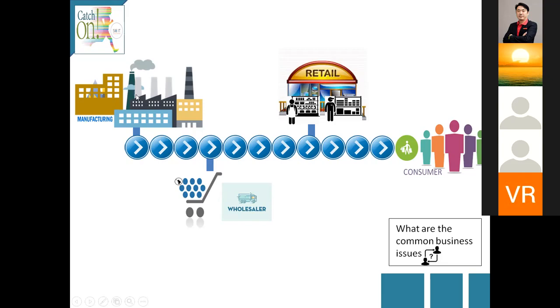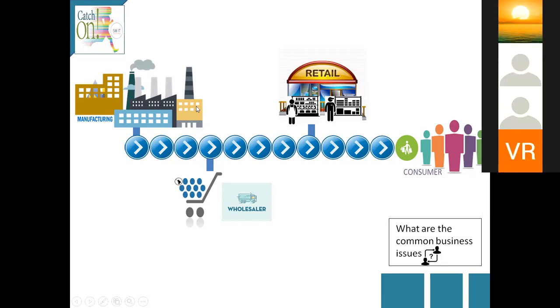This is the basis of business. You've got the manufacturer, the wholesaler, the retailer, and the consumer. This is how we get our goods. Everybody is a consumer, and when you buy something, you don't get it from the manufacturer. Everybody understands this.